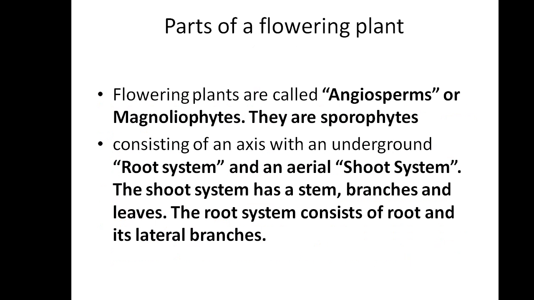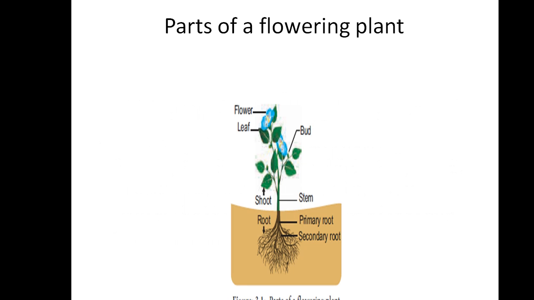Next I am coming to the parts of the flowering plants. Flowering plants are called angiosperms or magnoliophytes. What is this called? Angiosperms or magnoliophytes. That you have studied in the lower classes, consisting of an axis with an underground root system and an aerial shoot system. Root system means the root and its lateral branches is called the root system. This is your shoot system, this is your root system.